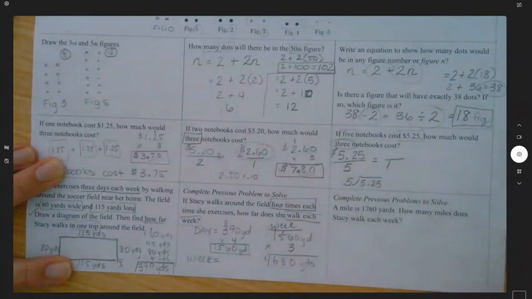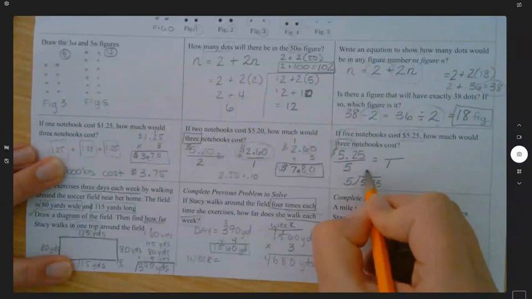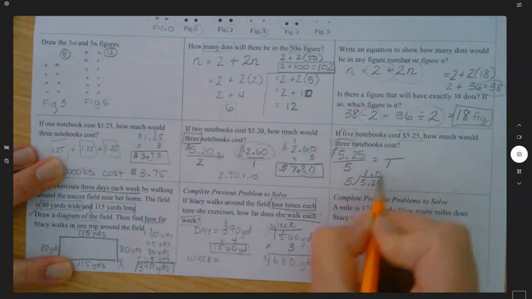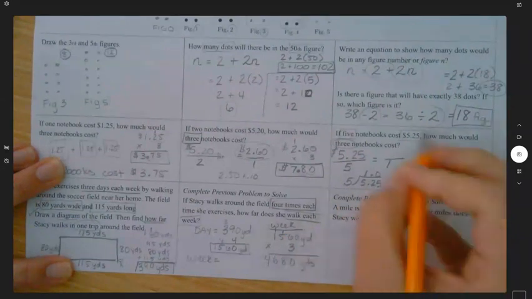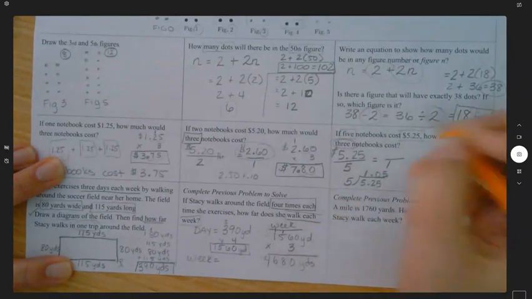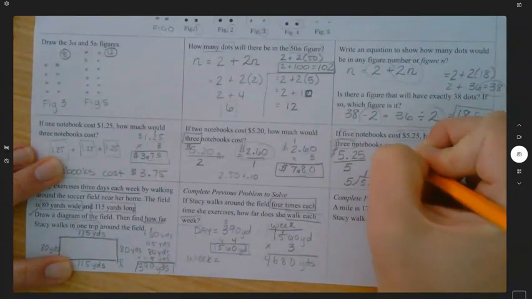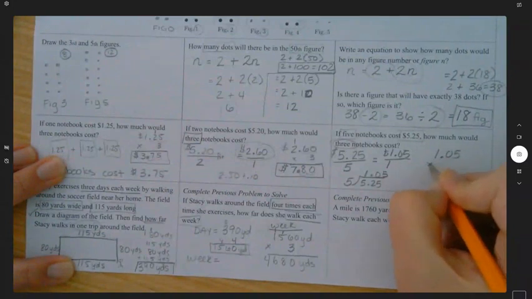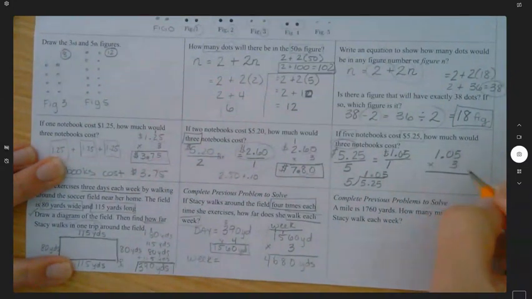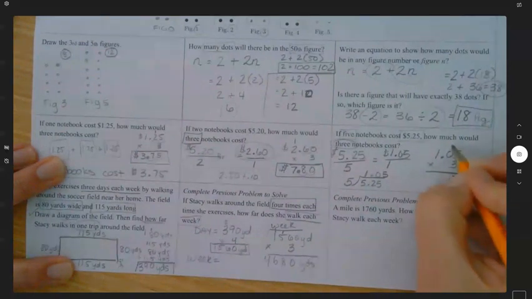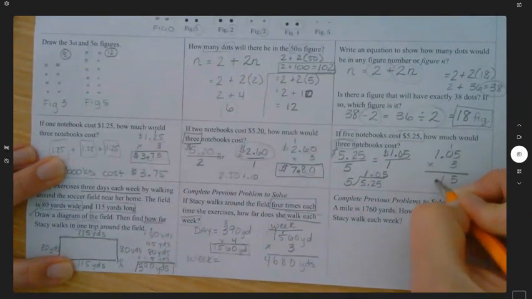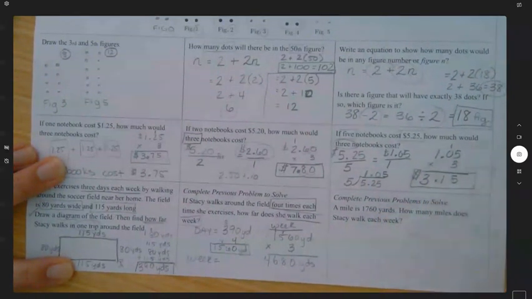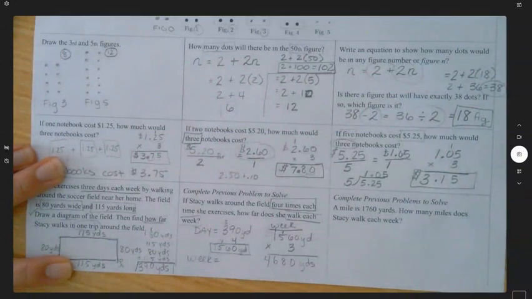$5.25 divided by 5. 5 goes into 5 one time. I bring up my decimal. 5 doesn't go into 2, but it will go into 25 5 times. So each notebook costs $1.25, and I want 3 of those. So I would multiply that by 3. It's 3.75. So 3 notebooks would cost $3.75.